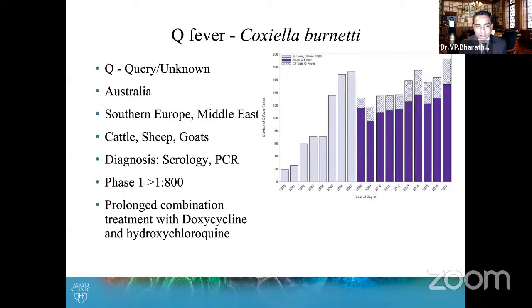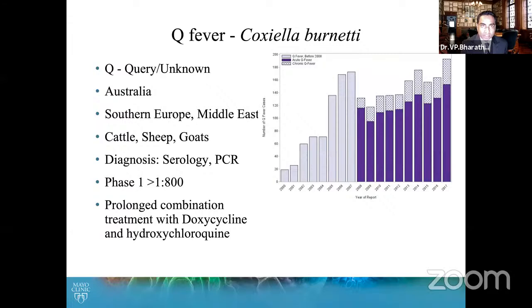A phase one antibody titer of more than 1:800 is considered one of the major criteria in the modified Duke framework. It is important that we think about culture-negative endocarditis because these cases require prolonged antibiotic treatment, a combination of doxycycline and hydroxychloroquine for several months or even years. So the typical regimen that we use will not be sufficient.